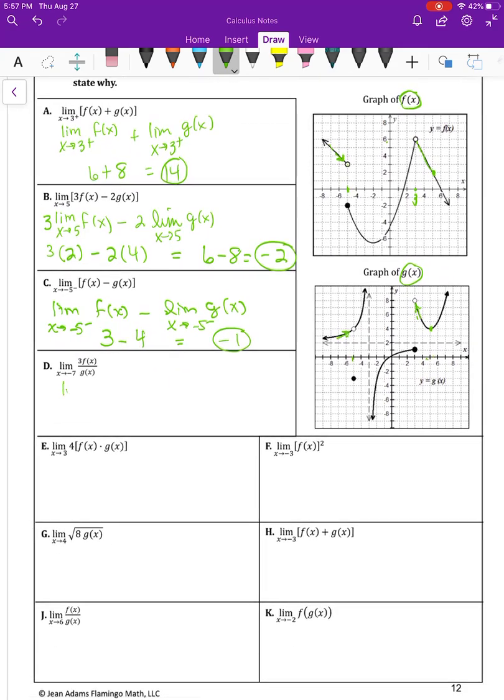This one is a quotient. So the limit of a quotient is the quotient of the limits. And I'm going to bring the 3 out front, divided by the limit as x approaches negative 7 of g of x. So let's go up here to negative 7. I'm going to erase these. Here's my negative 7, so it's right here, and I get 5. So this is 3 times 5.